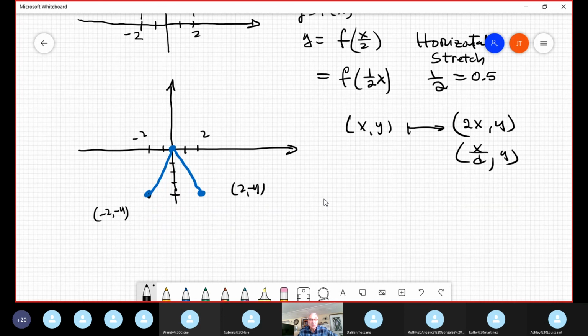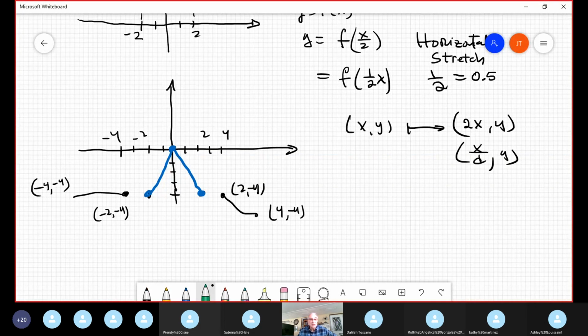At that point it's (2, -4). No. Now it's (4, -4). At this point. This point is the point (4, -4). And here, exactly the same. Double the x component, negative 4. The new point is (-4, -4). It's a coincidence. The origin, (0, 0), stays the same, because 0 multiplied by 2 is 0. So the new graph looks like that.